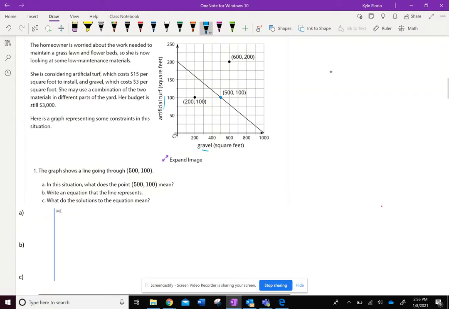Well, X is 500. That's the amount of gravel in square feet. So she can have 500 square feet of gravel. The Y is 100. That's the artificial turf. So 500, comma 100 means 500 square feet of gravel and 100 square feet of turf. Since that point is on the line, it would spend, that means it'll cost exactly $3,000, which is her budget.